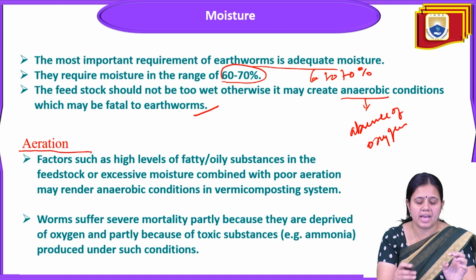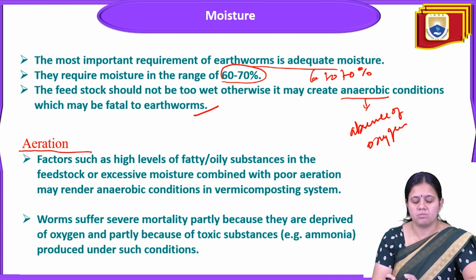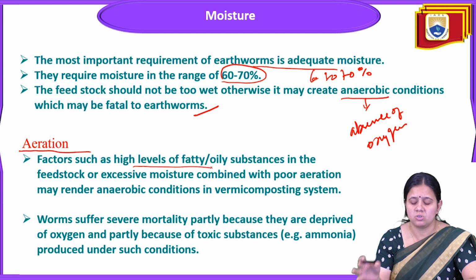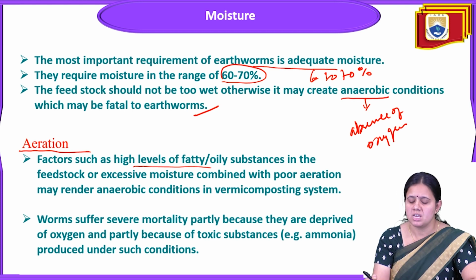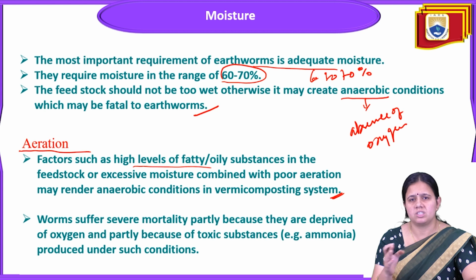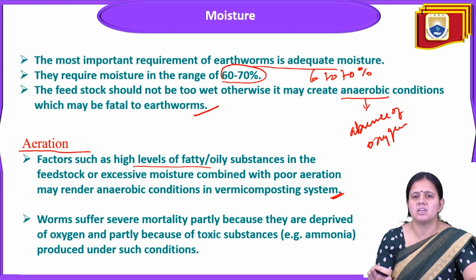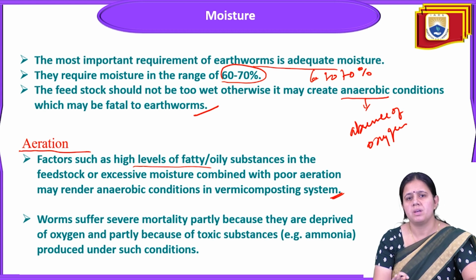The next point is aeration. Proper aeration should be there. Factors such as a high level of fatty acid and oily substances in the vermicompost site, or excessive moisture combined with poor aeration, may render an anaerobic condition in the vermicomposting system. Moisture and aeration should be proper so that they prevent anaerobic conditions in the chamber of the vermicompost, because anaerobic condition is dangerous for the earthworm. Earthworms cannot survive in anaerobic conditions.